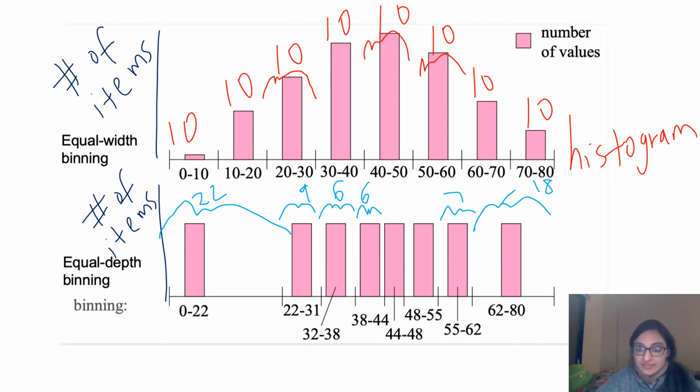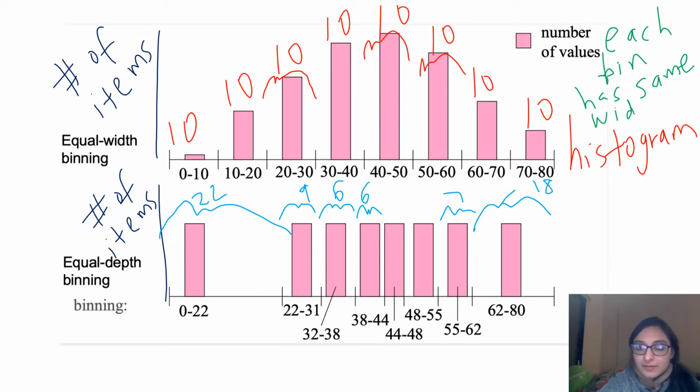So the difference is that in equal width binning each bin has the same width, and here each bin should have roughly the same number of items, so the width really depends on the data.